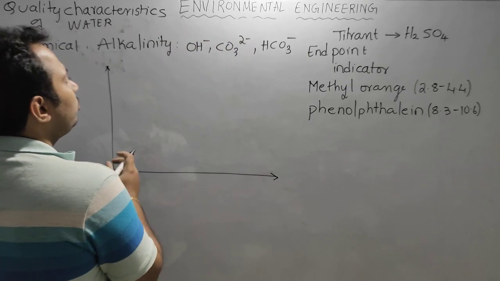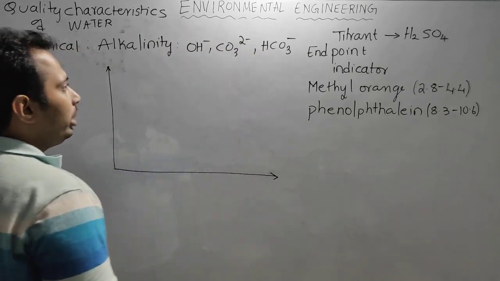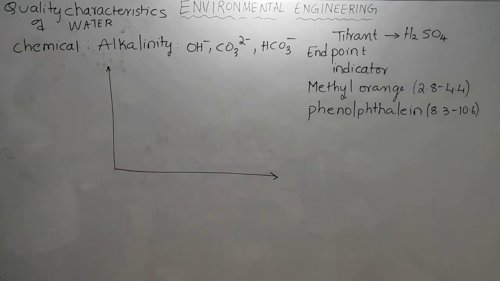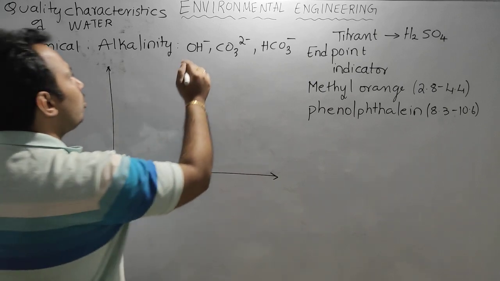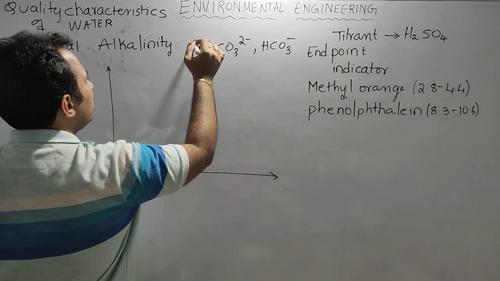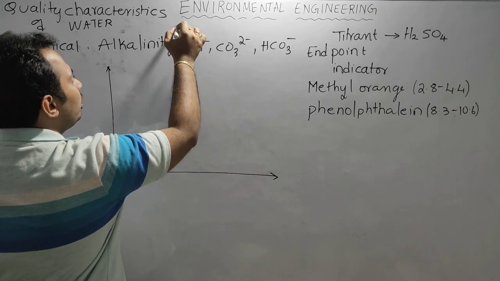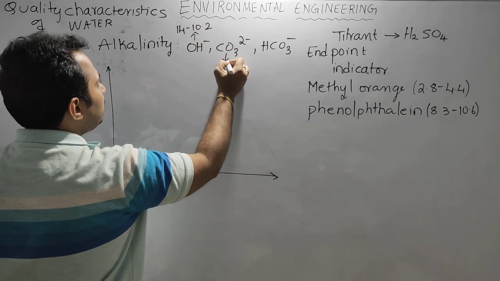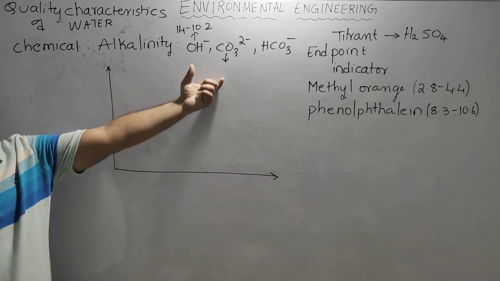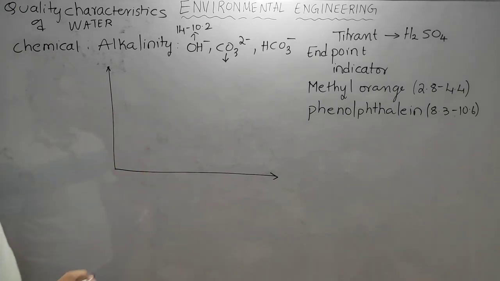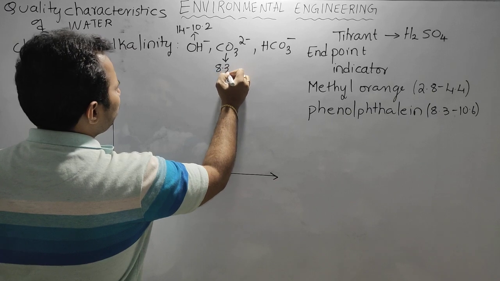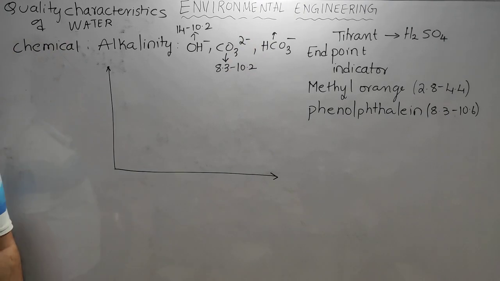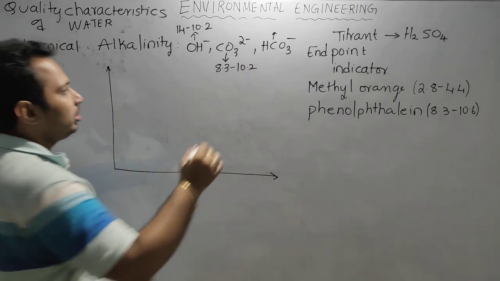So generally we are having three major alkalinity causing compounds. The ranges of these three vary. OH minus alkalinity is predominant when the pH is between 14 to 10.2. CO3 2 minus is predominant when the pH is ranging from 8.3 to 10.2. And HCO3 is predominant when the pH is ranging from 4.2 to 8.3.